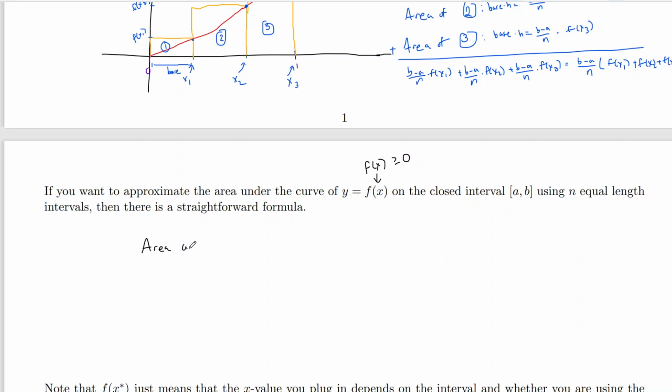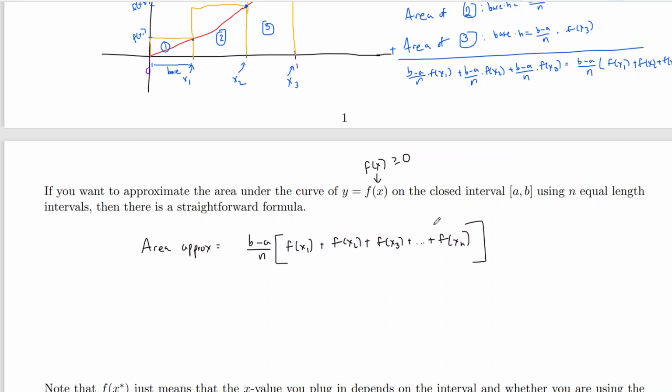But the area approximation equals b minus a over n, and then in brackets, you just add up the f of x values. So f of x1 plus f of x2 plus f of x3. And the point is we don't really know what n is, so it's up to f of x sub n. We have n x values that we're going to plug in.